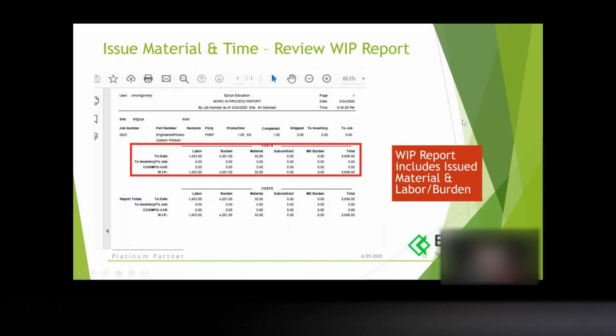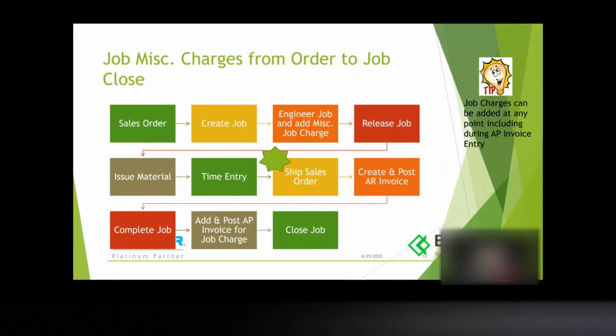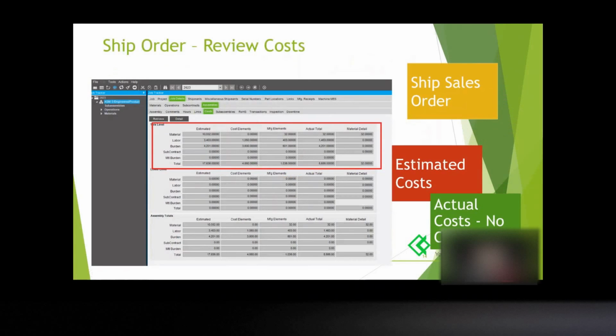And on our WIP report, of course, we have an open job, and we're adding to our balance sheet, right? We now have $5,686 in work in process inventory due to the time and materials. Okay, so now we're just shipping the sales order. Again, this is all pretty routine, what we're used to. Our costs haven't changed.